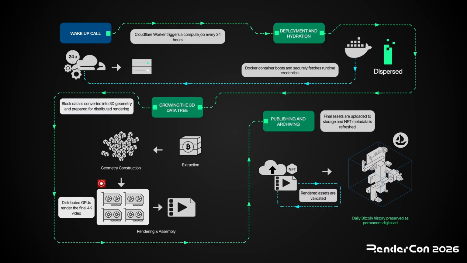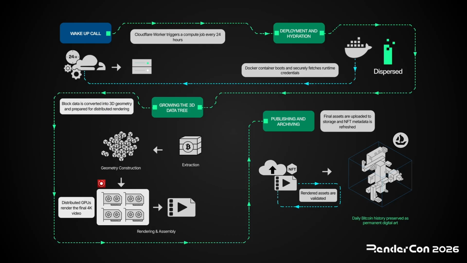So let me walk through how that pipeline works. There are a few stages to the daily routine. The first step is the daily wake-up call. It starts with a Cloudflare worker that runs a lightweight script to send a job request to the Dispersed API. It contains the hardware specifications required to complete the task, like CPU cores, RAM, GPU, etc., along with an authorization token. That token allows the node to access everything it needs.